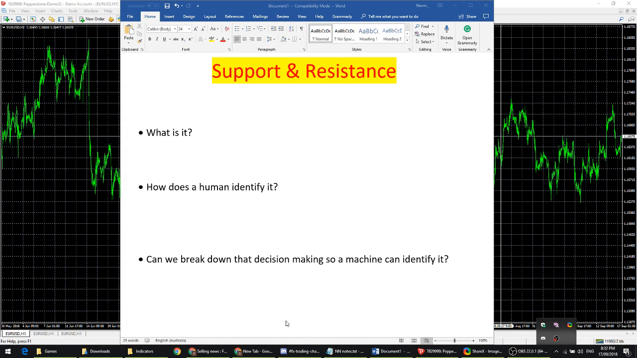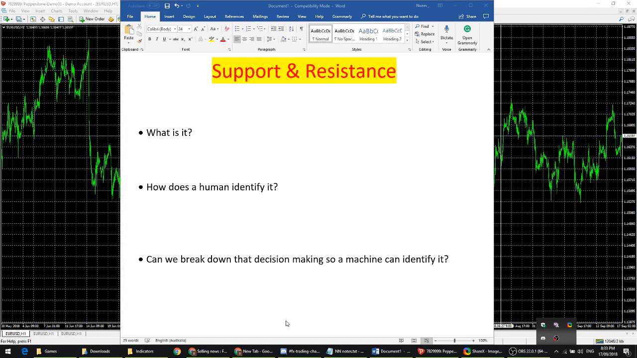So even if you're not an algo trader and you're not going to want to be coding in support and resistance so a machine can see it, it is still a good exercise for how to break down the thinking and what a human is looking at when they're looking at support and resistance, because it might help you in identifying the support and resistance levels. So the first thing, really quickly, we'll go through what is support and resistance.